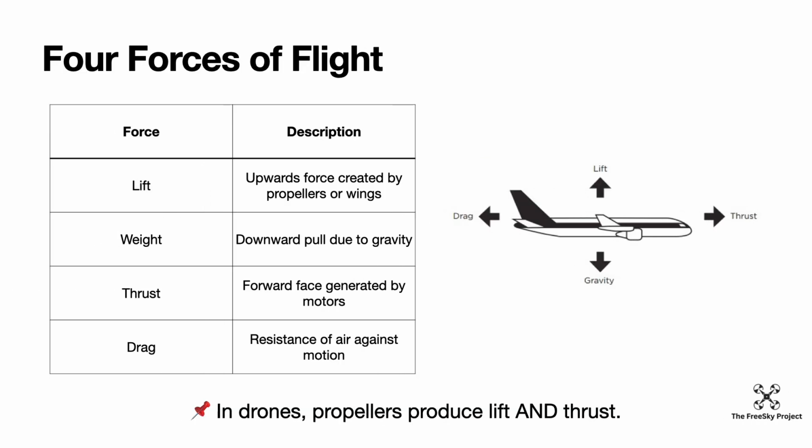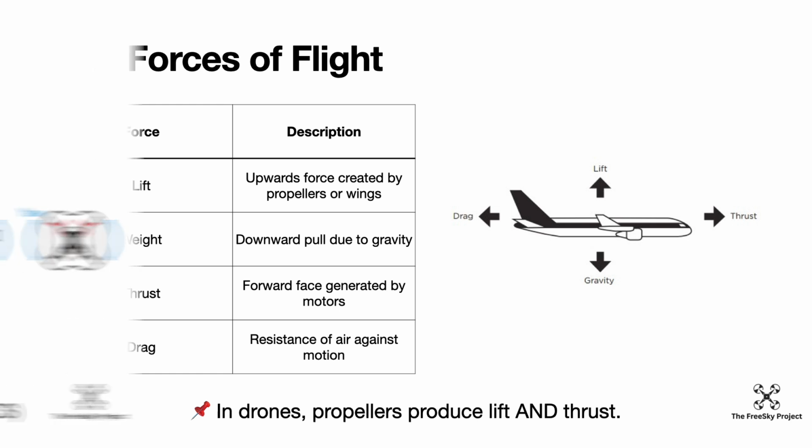Let's start with the four basic forces. Lift pulls a drone upward, created by the propellers or wings. Weight pulls it downward, that's just gravity doing its thing. Thrust pushes the drone forward, thanks to the motors. And drag, it's the air pushing back, resisting motion. In drones, remember, propellers create both lift and thrust.